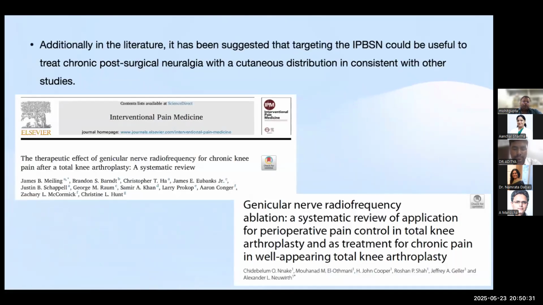In the literature, it has also been suggested that targeting the infrapatellar branch of the saphenous nerve could be useful to treat chronic post-surgical neuralgia with a cutaneous distribution, consistent with other studies. In these two studies, they said that after total knee arthroplasty the infrapatellar branch should be targeted, and it gives relief in post TKR patients, not the pain caused by knee OA. Thank you.